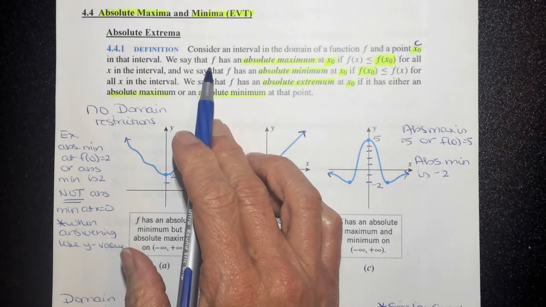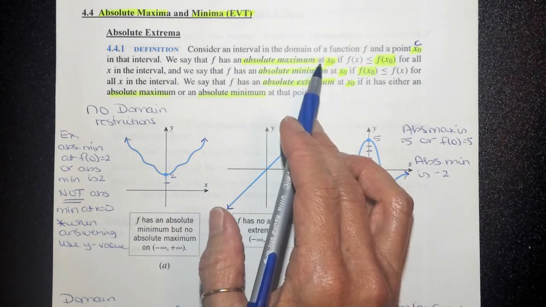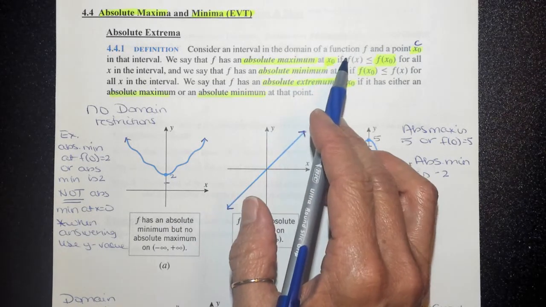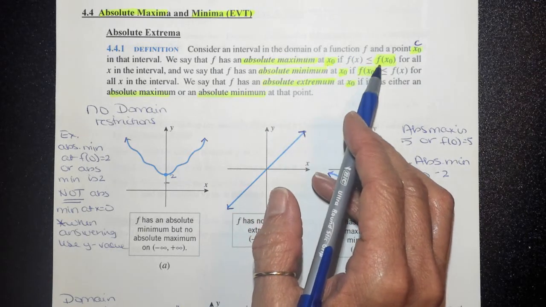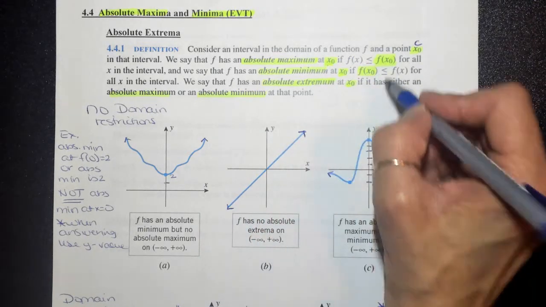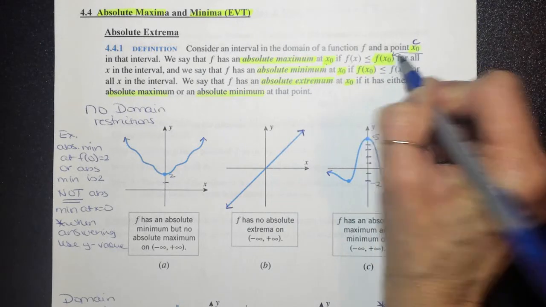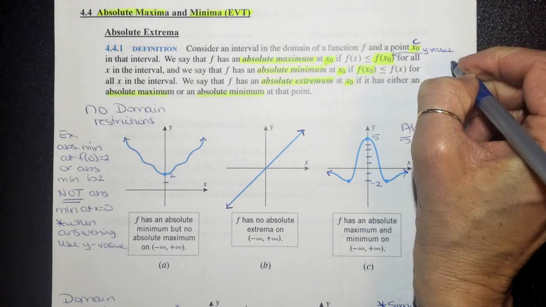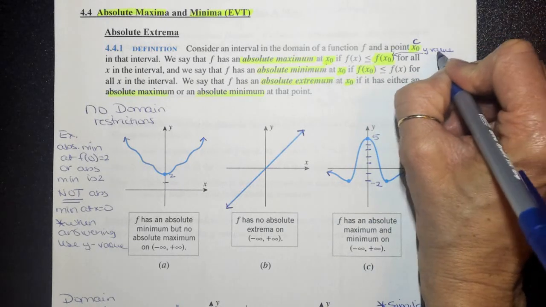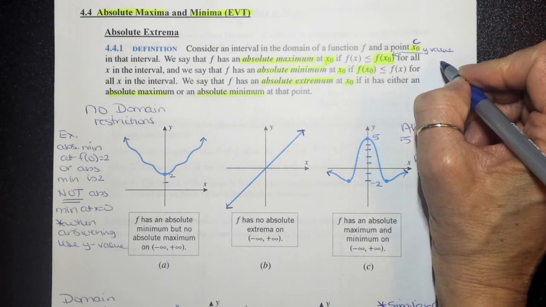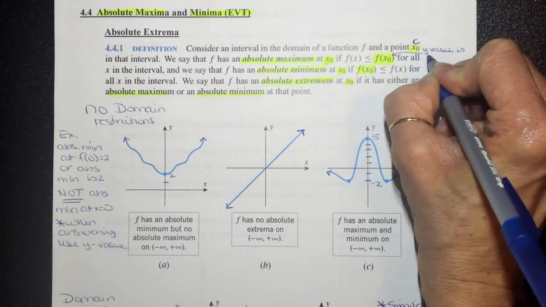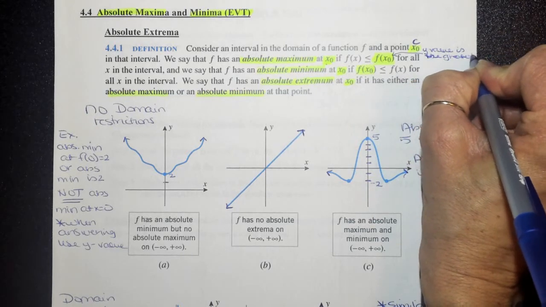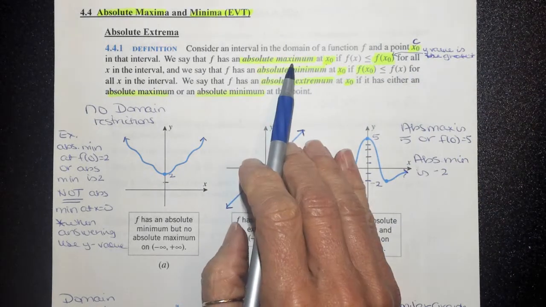And what we say is this function has an absolute maximum if at that point C, or x sub 0, f of x is less than f of x sub 0, meaning this y value right here, the y value is the greatest in the entire graph or table of values. So the y value is the greatest. Okay, so this would be an absolute maximum.